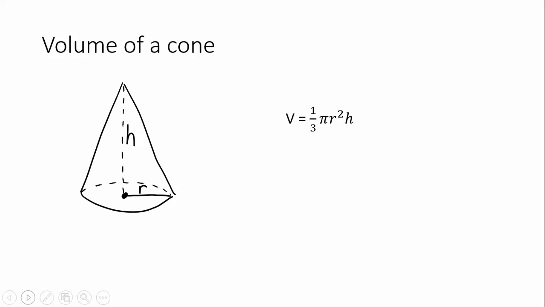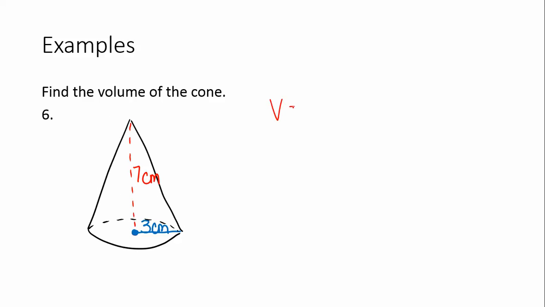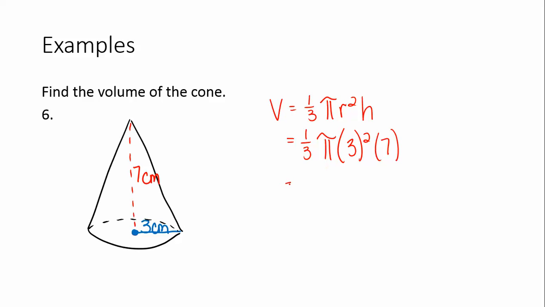We also have volume of a cone, so it's 1/3 pi r squared h, where h is the height of the cone, r is the radius of the circle that's the base of the cone. So 1/3 pi r squared h. And again, we'll be using the pi button instead of 3.14. So we have 3 squared, and some of you know that to be 9, and then times 7. So in your calculator, again, you can do this a variety of ways. If you know how to use the parentheses, you can put 1/3 in parentheses, times pi, times 9, times 7.